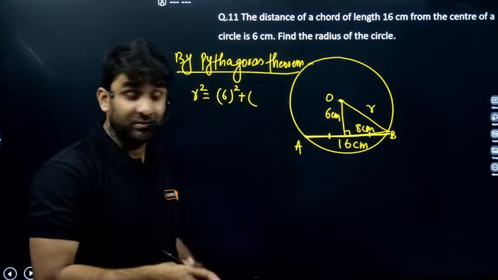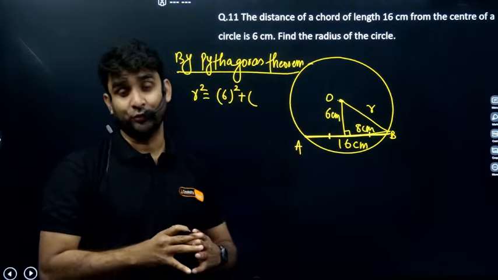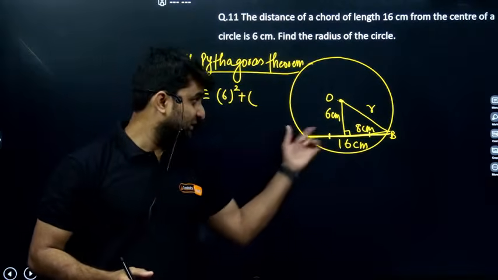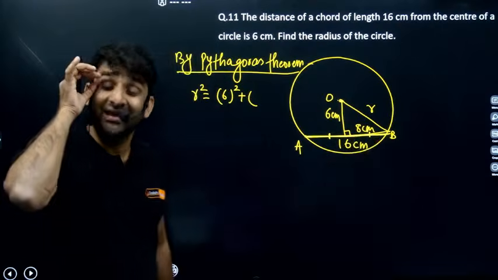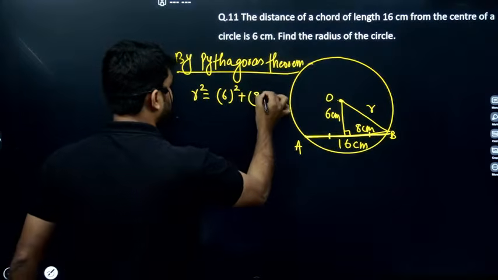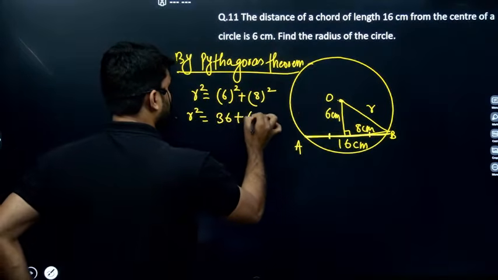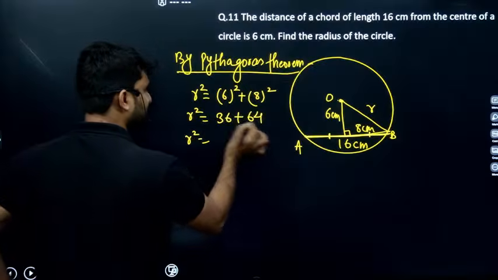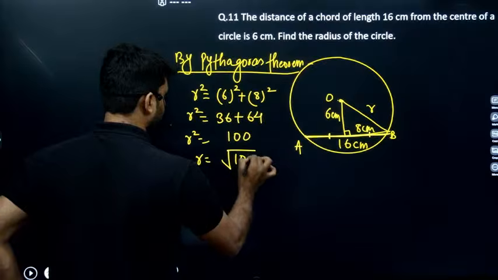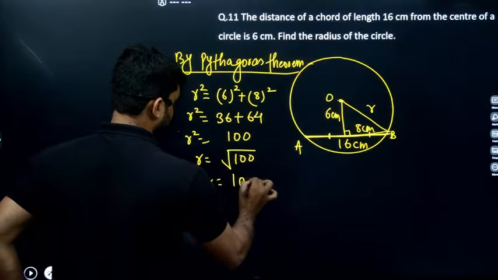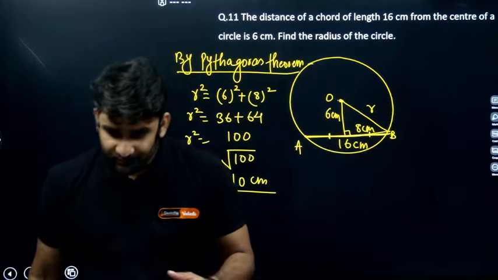And this is the theorem: the line drawn from the center to a chord bisects the chord into two equal parts. So the entire chord was 16 centimeter, and half would be 8 centimeter. So this is equal to 8 square. 6 square is 36, 8 square is 64. So 36 plus 64 would be 100. On removing the square, 100 will go under root. So r is equal to 10 centimeter. This is the answer. The radius would be 10 centimeter. Clear, everyone?